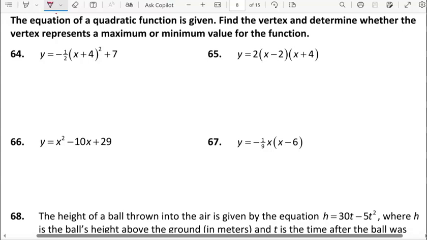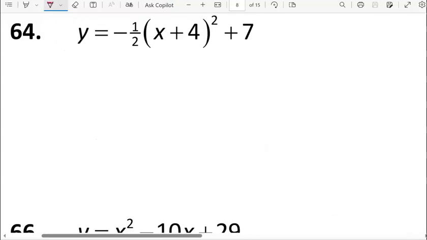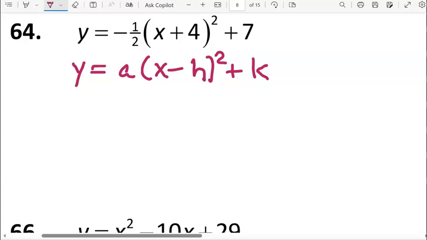In the next four exercises, we're asked to take each quadratic equation or function and find the vertex of its graph and determine whether that vertex represents a maximum or a minimum value for the function. In 64, we have an equation in vertex form: y equals a times x minus h squared plus k. And for this, the vertex is explicitly given in the equation.